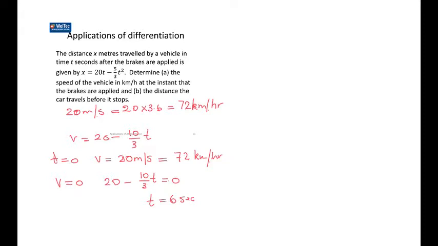Now just think about what the question is asking. It says find the distance that the car travels before it stops. Okay, what we've worked out is the time it takes to stop. So what we now need to do is take this t equals 6 seconds and put it back in the distance function. So the distance that it travels is going to be 20 times 6 minus 5 over 3 times 6 squared. Push that through your calculator and you get that the answer is 60 meters. So what that says is that if you're traveling at 72 kilometers per hour and you apply the brakes, then you're going to take 60 meters before you stop.